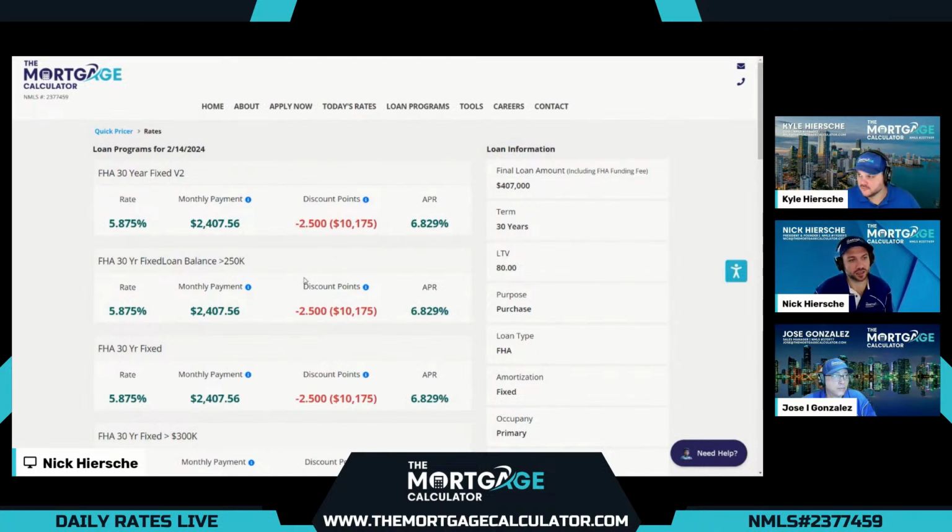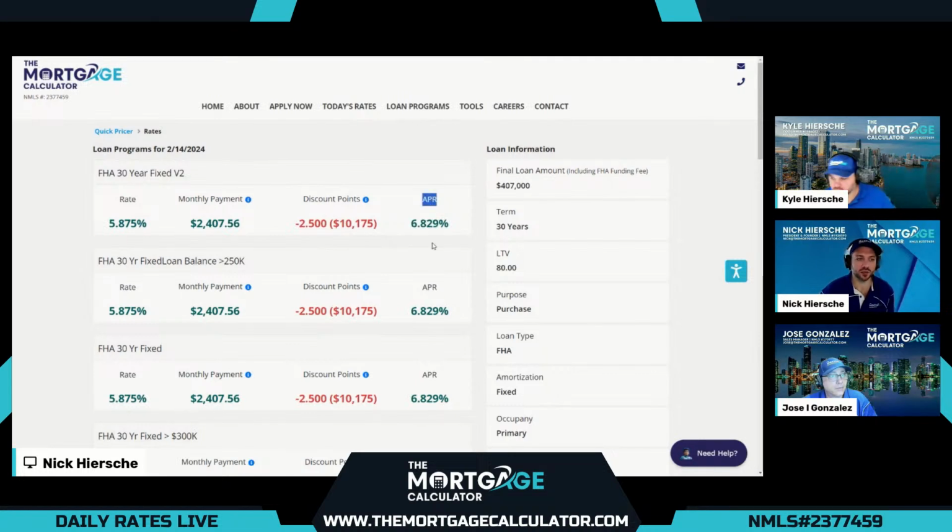And FHA did go up as well. 5.875 best rate for 2.5 discount points in cost puts the final APR at 6.829, which is still just a touch under conventional, you see there. So if our customer qualifies for both, definitely don't overlook FHA. It could be a touch cheaper.